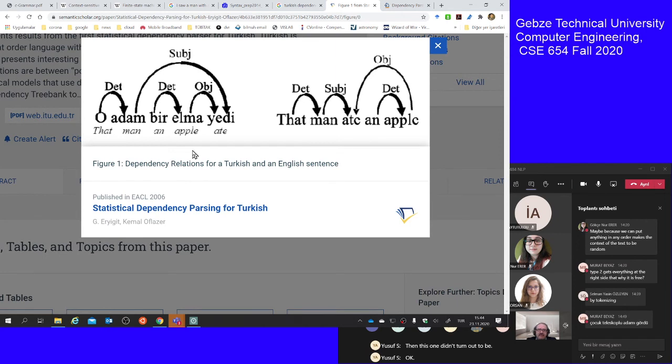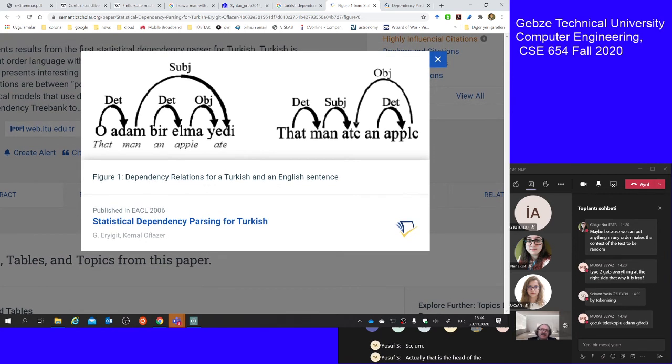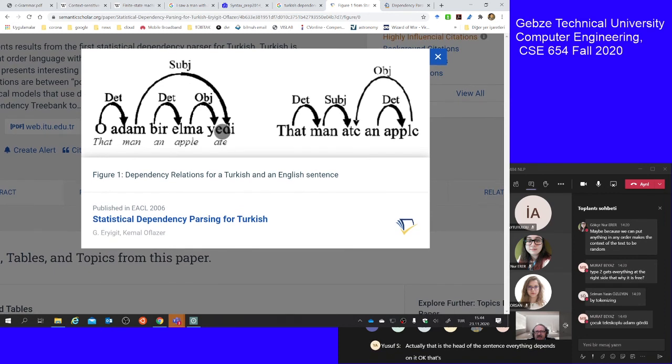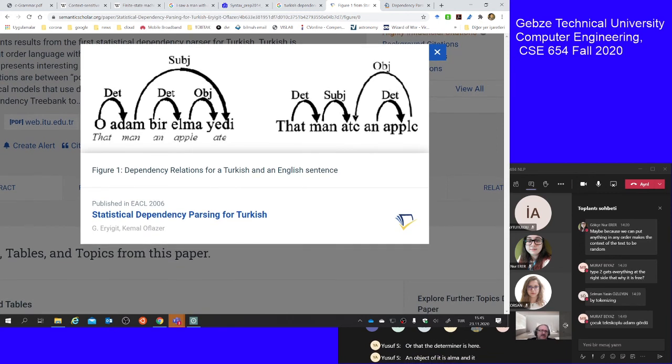Here is one example in both Turkish and English. Okay. O adam bir elma yedi. So actually the yedi is the head of the sentence. Everything depends on it. Okay. The subject of yedi is adam, and the determiner is here, and the object of yedi is elma, and the determiner is here. Okay.